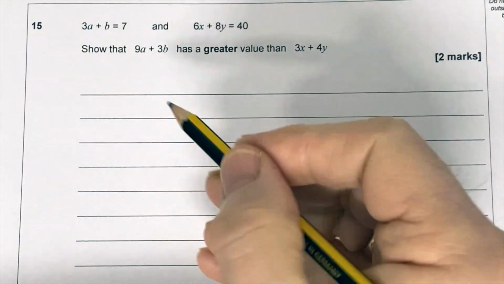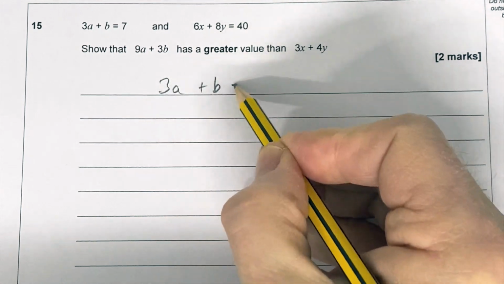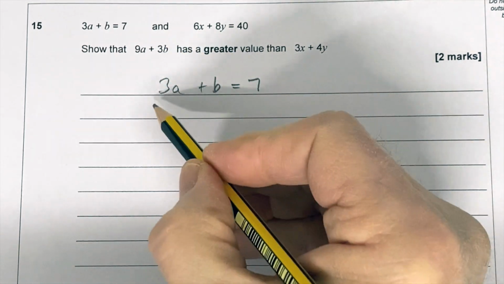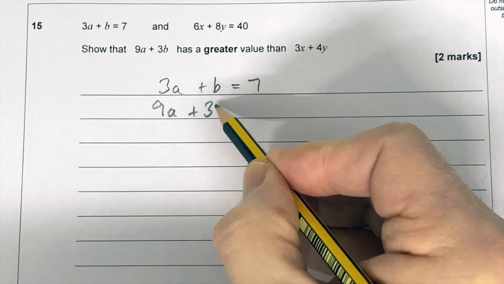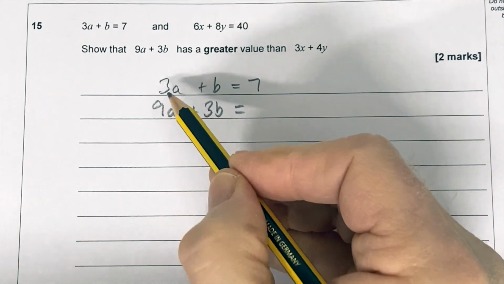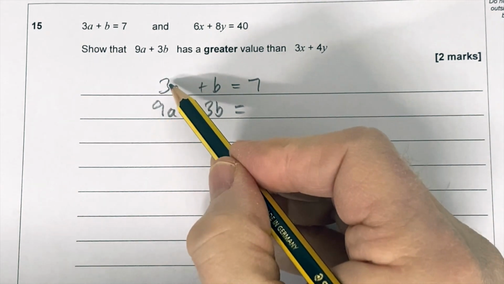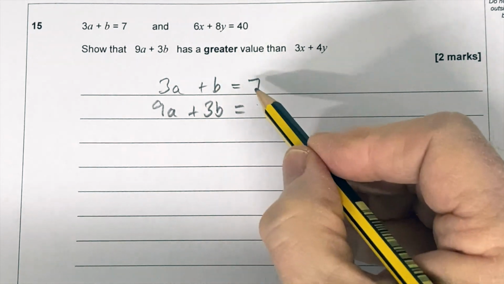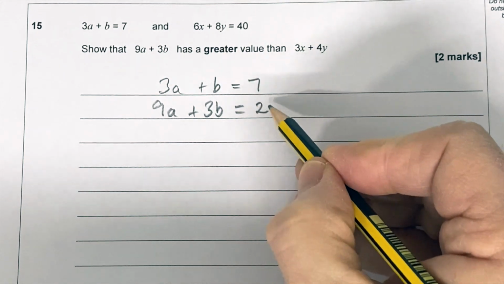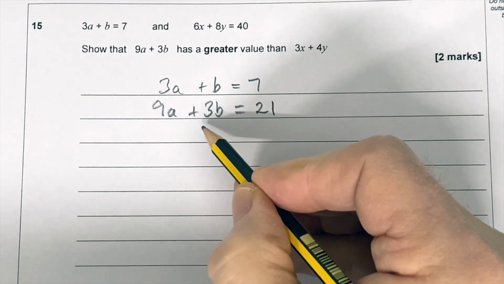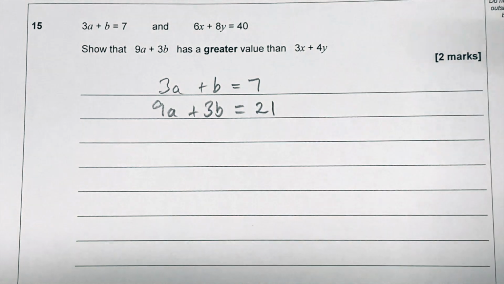Okay, so we've got 3a plus b is 7. And we want 9a plus 3b. Well, you may notice that we've multiplied that part by 3 and that part by 3. So we have to multiply that part by 3. So 9a plus 3b is worth 21.